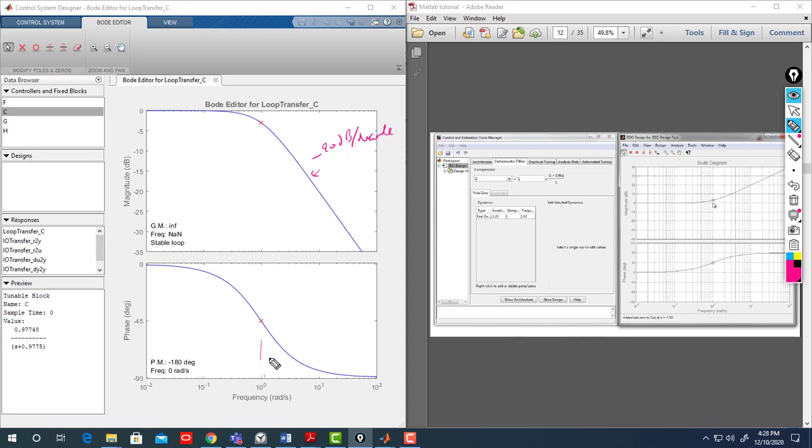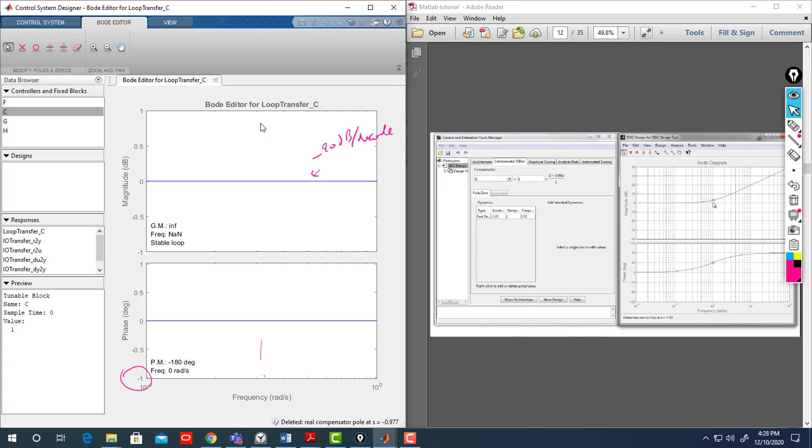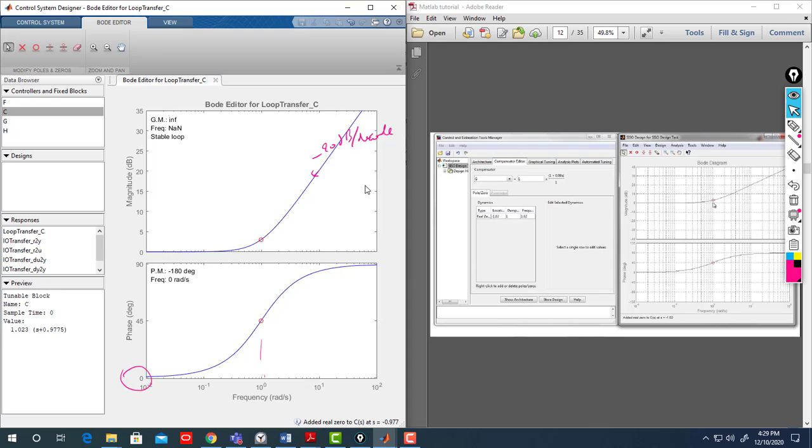Crossover frequency, okay. And this is -20. So now, if you delete it, as we saw, we delete the pole we added, and we add a zero instead at 1 radian per second, for example. So what you will see is a plus 90-degree phase, as you saw in the lecture, and plus 20 decibel per decade. And this is the derivative factor, remember from the course.